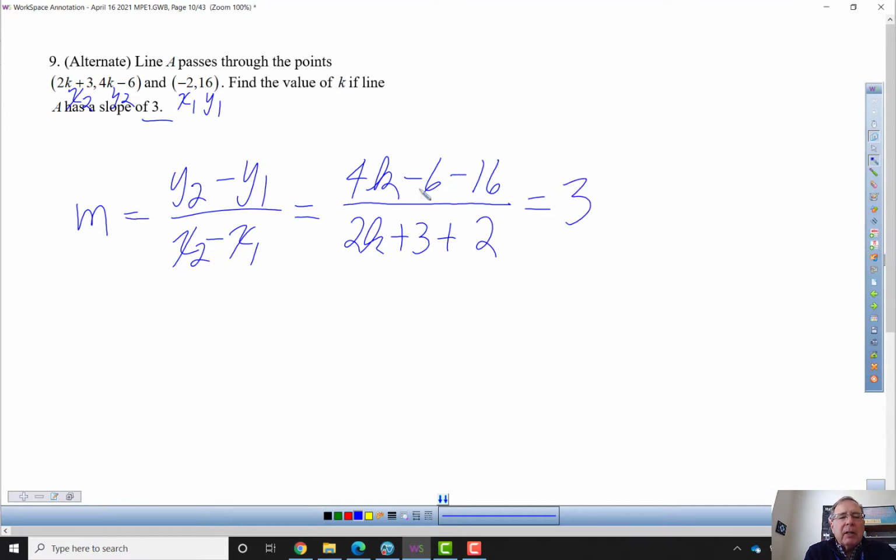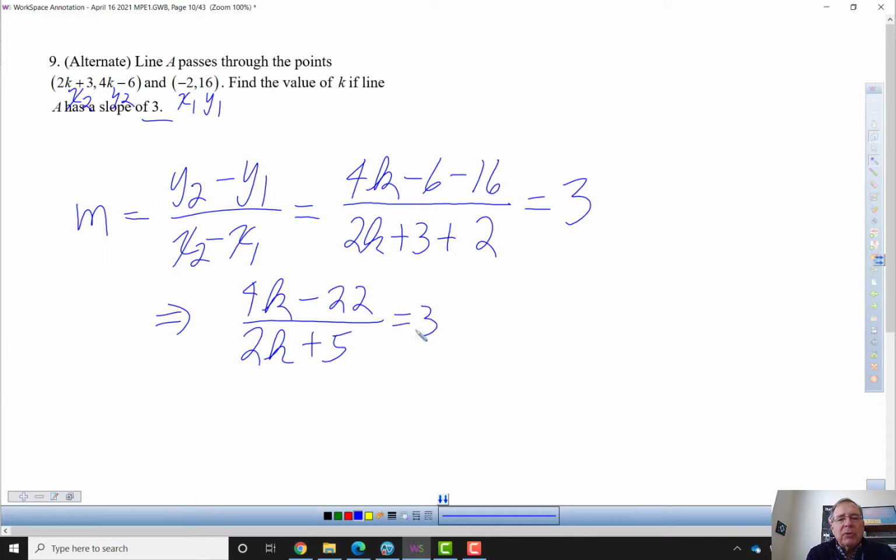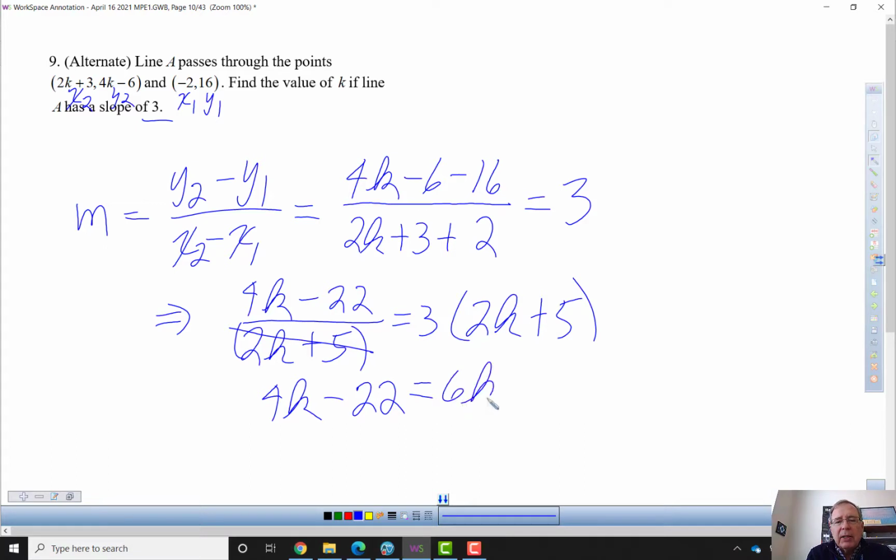So I'm going to collect like terms first in my fraction. So 4k minus 22 divided by 2k plus 5 equals 3. I'm now going to multiply both sides by 2k plus 5. So if I distribute the 3, I get 4k minus 22 equals 6k plus 15.